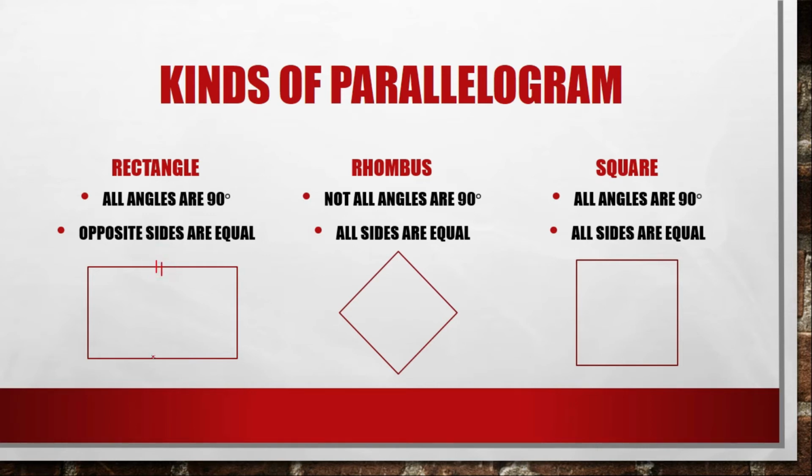So sabi niya dito, yan, opposite sides are equal. When we say rhombus, all sides are equal. And also with the square, all sides are equal. In rectangle, lahat ay 90 degrees. Lahat dito ay 90 degrees. Yung rhombus, it's not. Hindi lahat ay 90 degrees. At sa square, lahat ay 90 degrees. Yan. So, gets nyo ba?